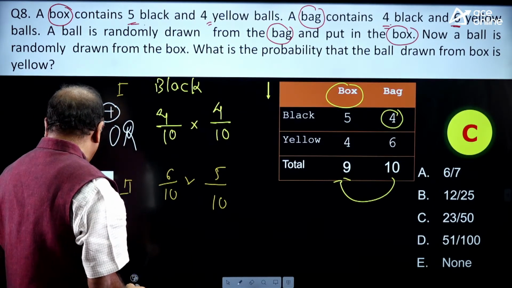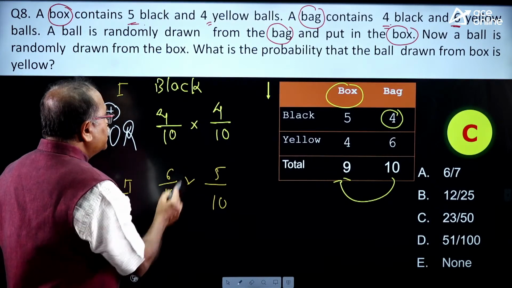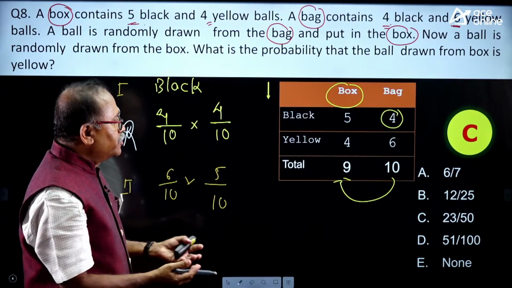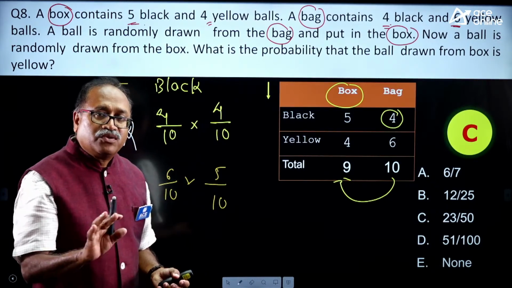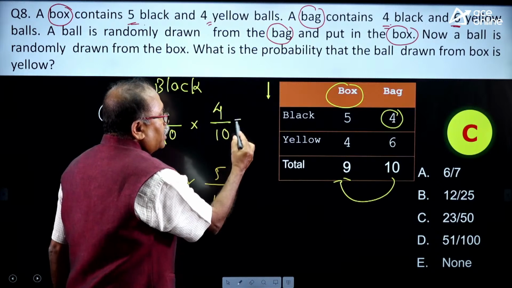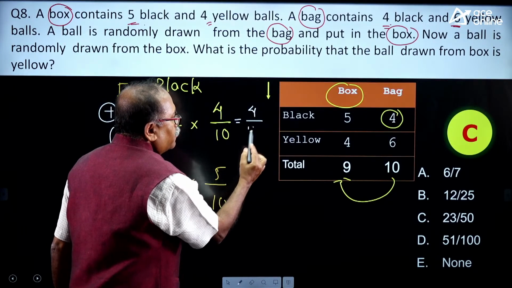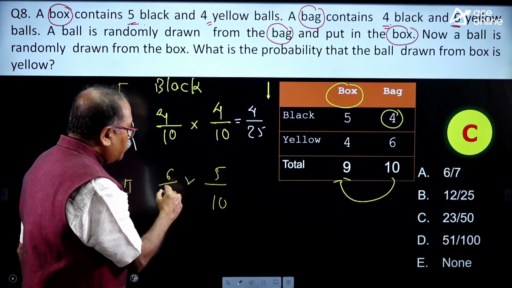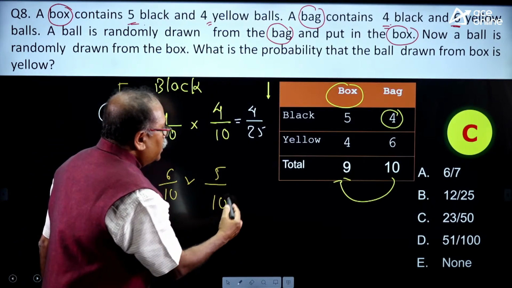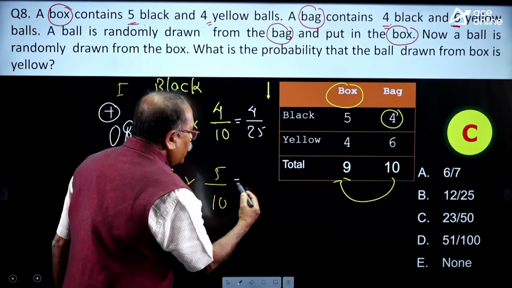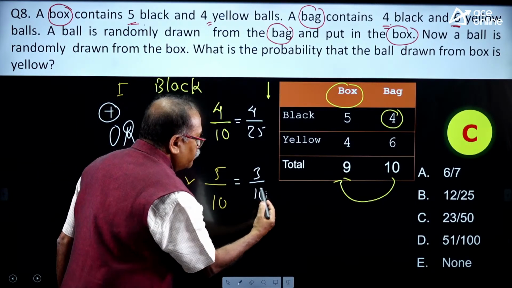How is it? Look at this one. If someone has any confusion about how I arranged the numbers, that means you have to go through a little bit of the concept part. So this is 2 by 5 into 2 by 5, I get 4 by 25. Right? And here, how much is that? 3 by 10. So I am getting this part 4 by 25, and this part 3 by 10.